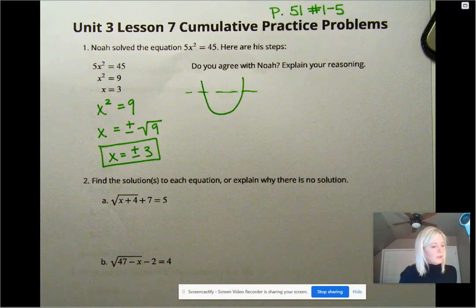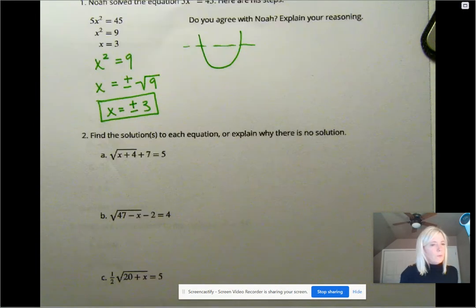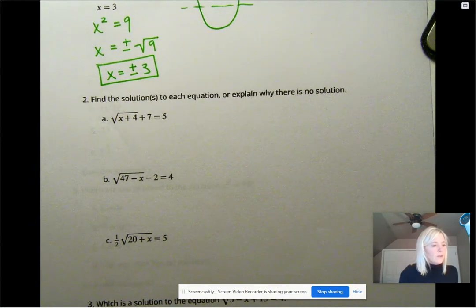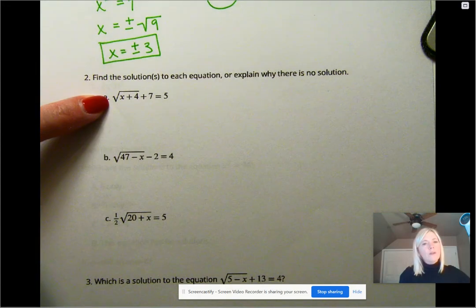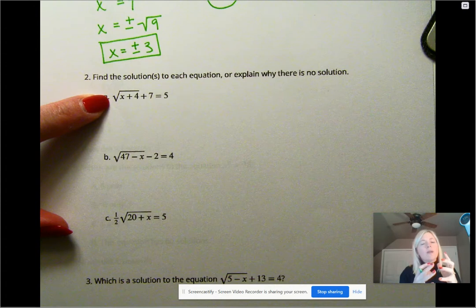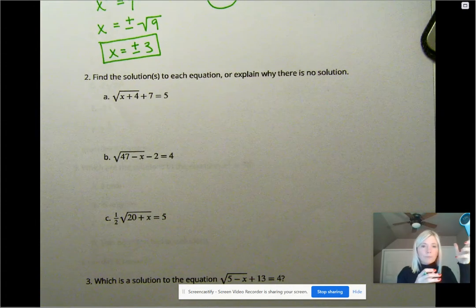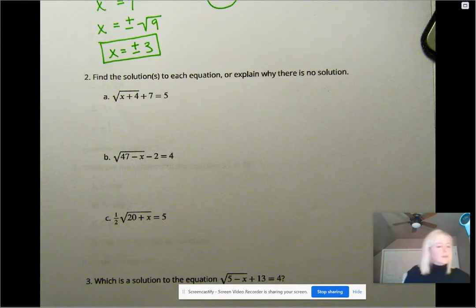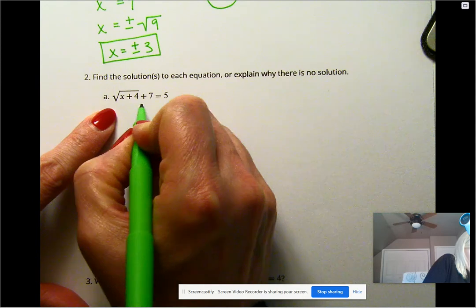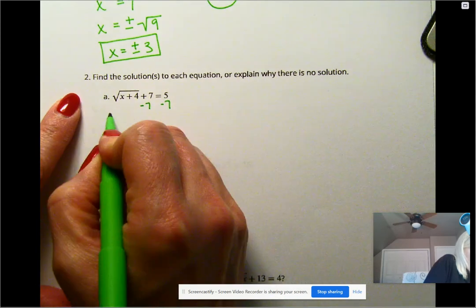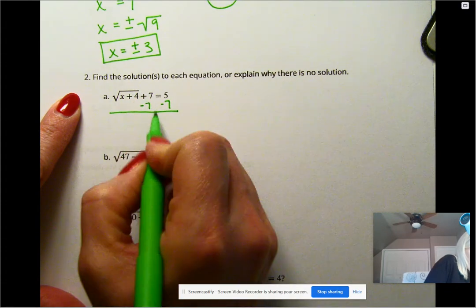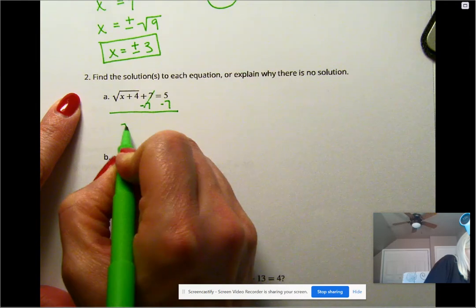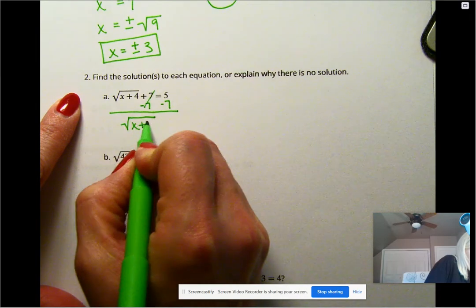Okay, on number 2, we're finding solutions to each equation or explain why there is no solution. Our strategy for solving square root equations is to isolate the square root part of the equation and then square both sides to eliminate the radical, and then continue to solve as needed. On A, we would start by subtracting the 7 from both sides of the equation because it's on the outside of the square root. So we get the square root of x plus 4 equals -2.